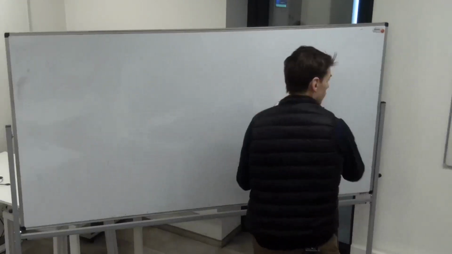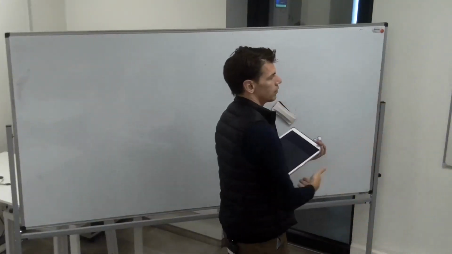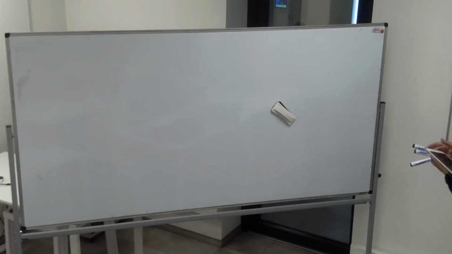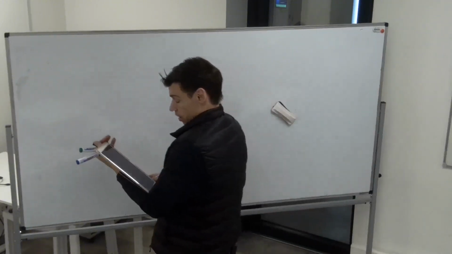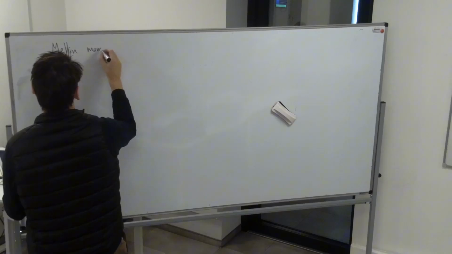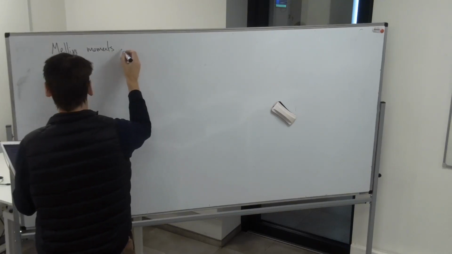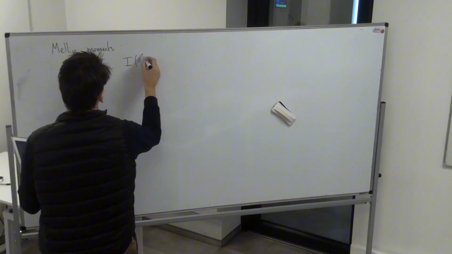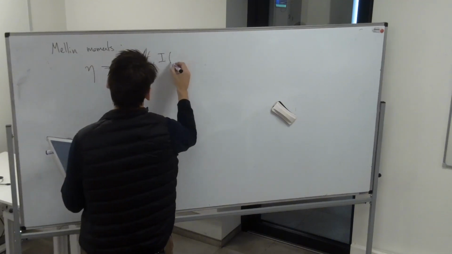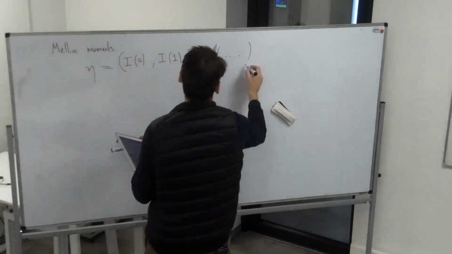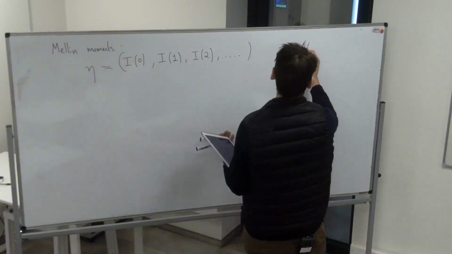So this should remind you of the sorts of things we looked at when we looked at these proofs of irrationality of zeta 2 and zeta 3 and so forth. We had things just like this, but s was an integer. So that's what we're going to do. We're going to look at what are called the Mellin moments. And that gives us a new sequence, I0, I1, I2, an infinite sequence, but now of real numbers.